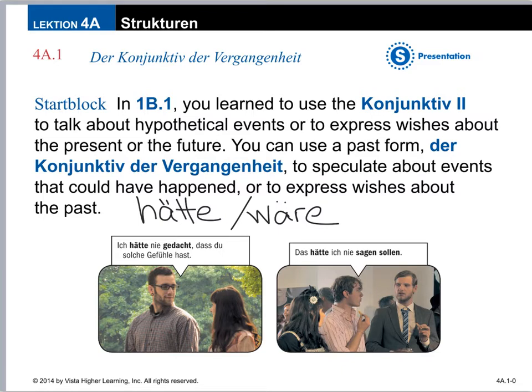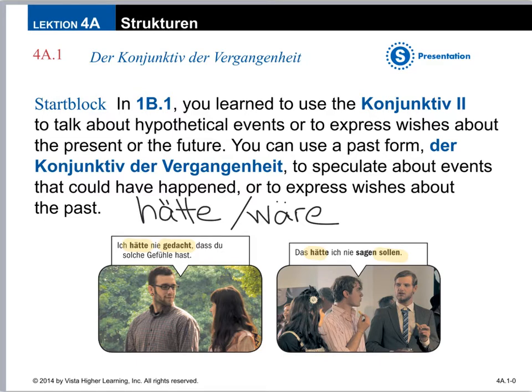So here you might see a couple examples from the Fotoroman. So here we have Sabita saying, Ich hätte nie gedacht, dass du solche Gefühle hast. So the hätte, would have. Nie means never, so I would never have thought that you had such feelings. And then we have Hans on the right saying, Das hätte ich nie sagen sollen. So I should have, here's the should, sollen, I should have never said that.